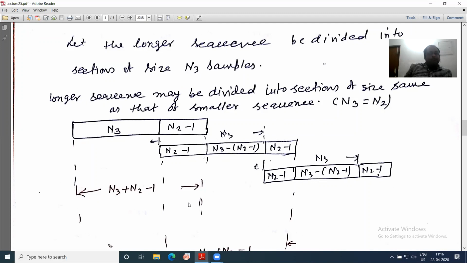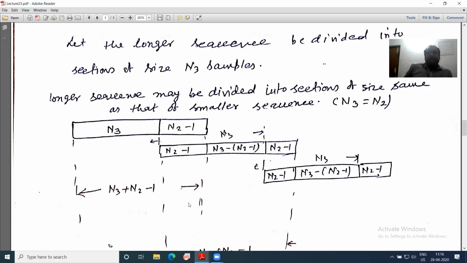Wherever there is an overlap, you have to add those portions and compute the total output. While adding the individual section outputs, you should assume the section which has no point as 0.